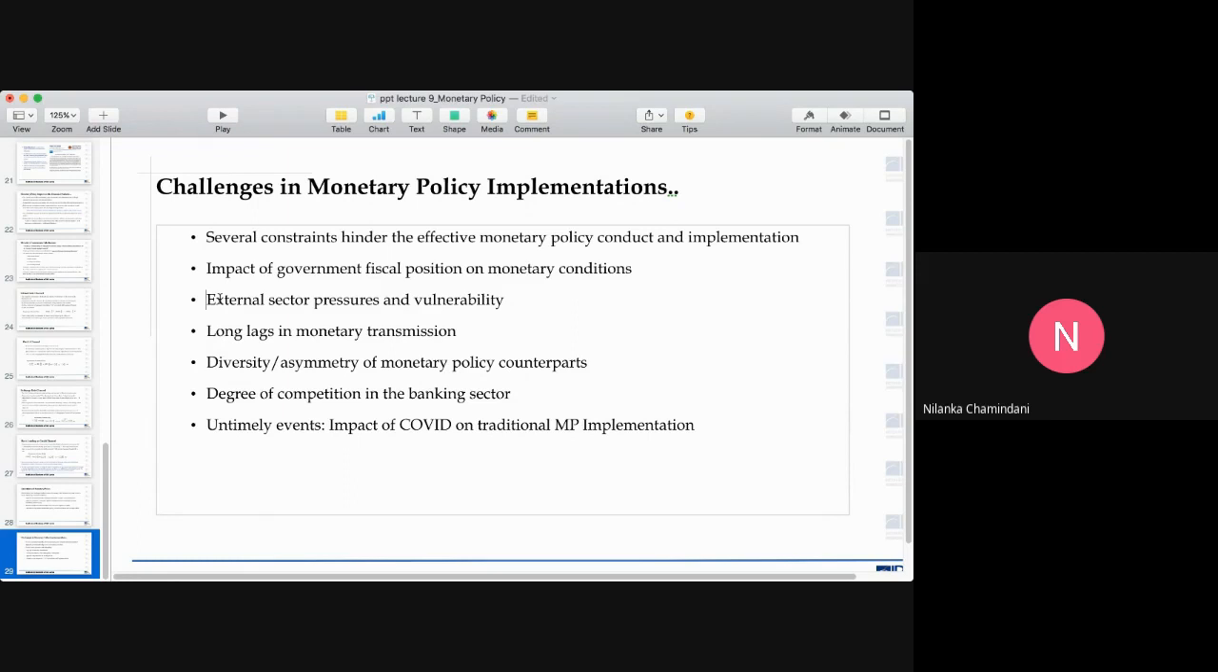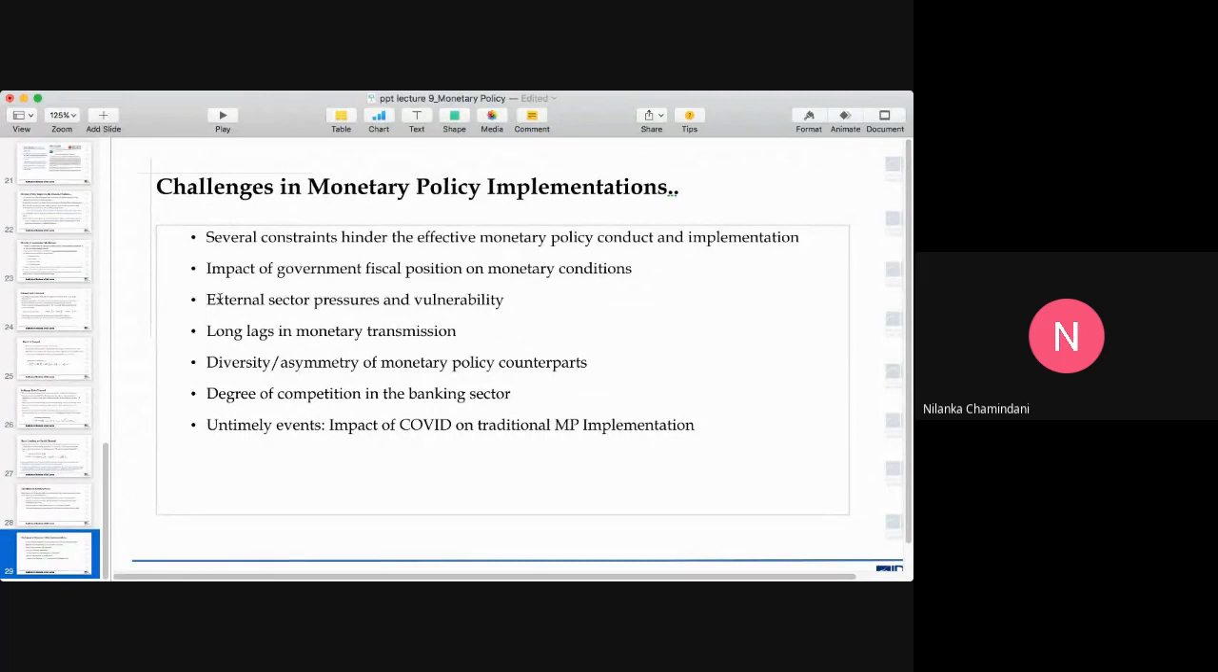In the same way, sometimes the central bank has to buy US dollars, so at that time it has to inject rupees into the market. So there is an impact on the volume of liquidity in the market. That's why sometimes there can be contradictions between the targets of the exchange rate markets and the domestic money market.